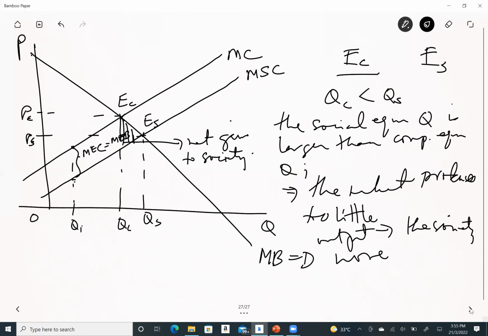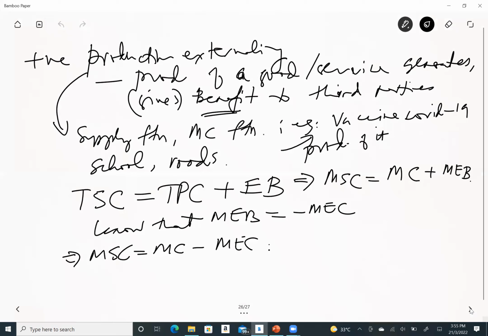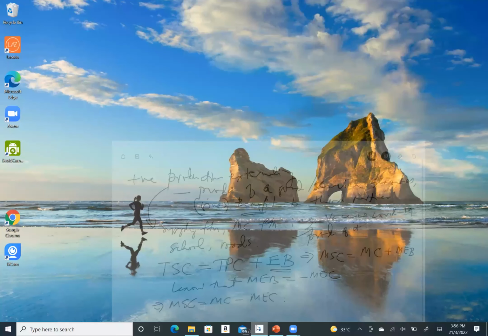So if you look at it in terms of the cost, it's the same. The total external cost before. In this case here, you look at the benefit, because it's a positive externality. So if you look at the benefit, there is an external benefit. So let's discuss it in terms of the external benefit.